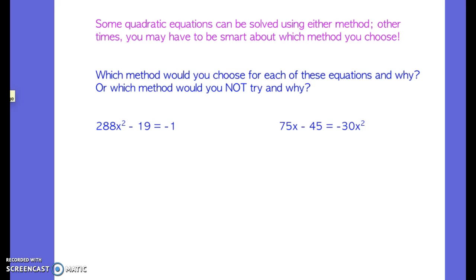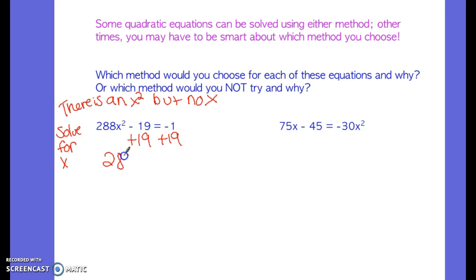So if I'm looking at the first one here, I would first notice that there is no middle value. There is an x squared, but no plain x. When that happens, I'm going to solve for x squared. So I would add 19, and get 288 x squared equals 18. Divide by 288, and get x squared equals 18 over 288.